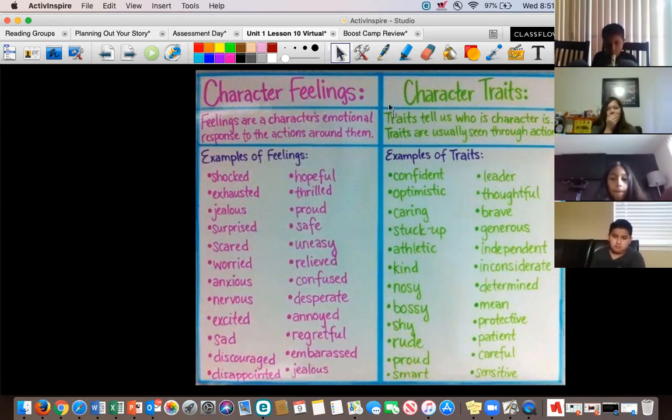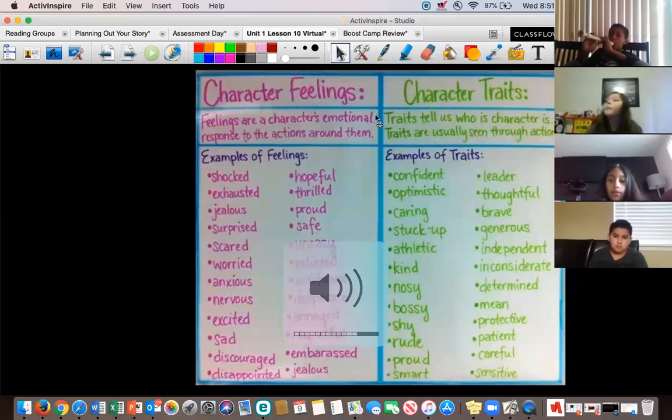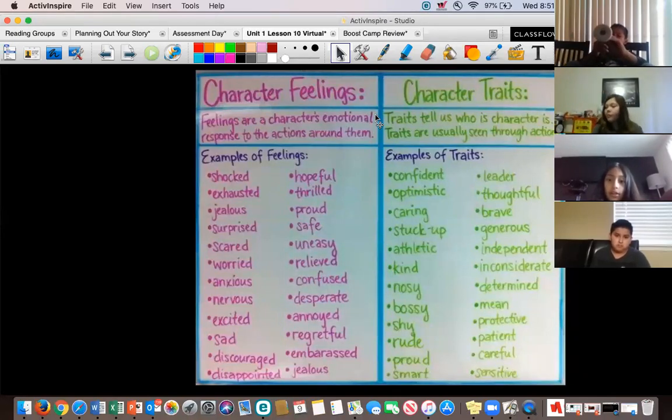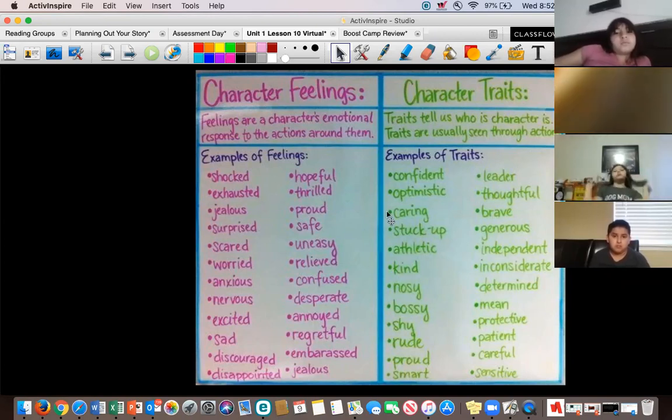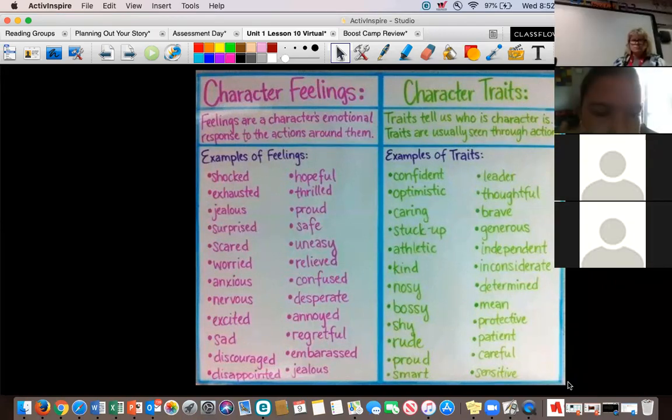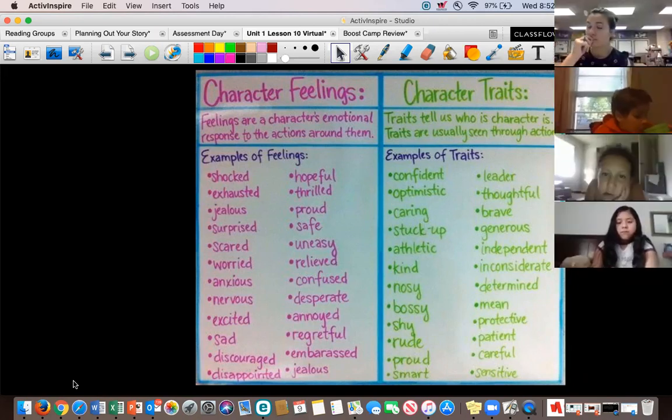Denise, can you read the part under character traits right here that I'm circling where it says traits tell us? Traits tell us who the character is. Traits are usually seen through action. Yep, so traits are something that we usually see through the character's actions. So we might say a character is a caring character because they do nice things or kind things to help people a lot throughout the story. So a trait is something that we're basing off what we're seeing the character do over and over. That's how that character normally acts. An emotion or a feeling is something they're feeling right now based on the things going on around them.